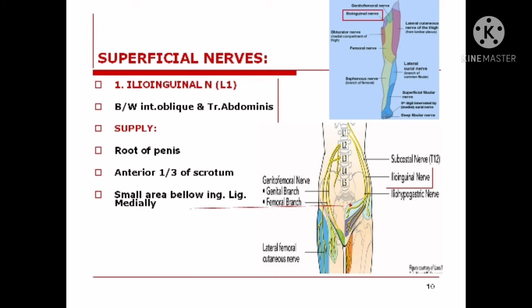The ilioinguinal nerve, its root value is L1, passes between the internal oblique and transversus abdominis muscles of the anterior abdominal wall. It supplies the root of the penis, the anterior third of the scrotum, and a small area below the inguinal ligament on the medial side of the thigh. That is why it is included in the superficial nerves of the thigh.